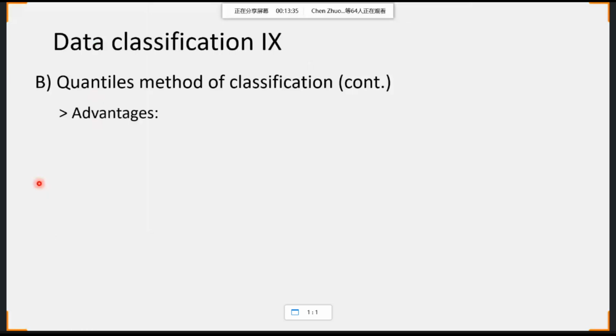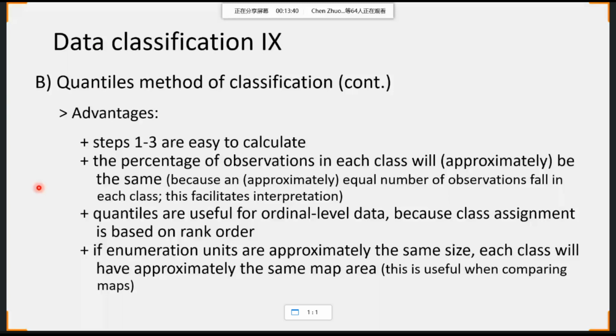Now, what are the advantages of this method? The 3 steps are easy to calculate. So this is like with the equal interval method. The percentage of observations in each class will approximately be the same because an approximately equal number of observations fall in each class. So that's just obvious. And this facilitates interpretation. So if this basic idea is clear to the users, it's easy for them to understand what's going on here.